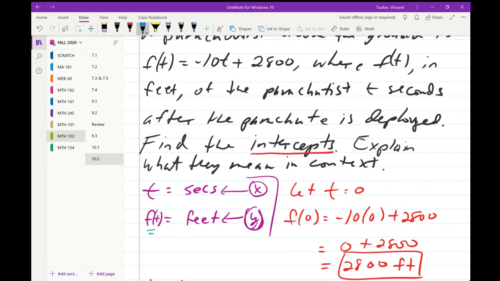So if I start off by letting t be equal to 0, plug 0 into the function, that's negative 10 times 0 plus 2800. Of course, 10 times 0 is 0. That would be 2800.